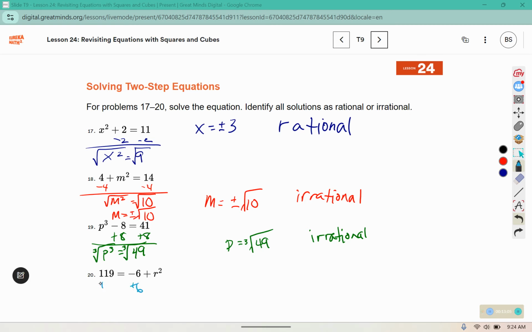Add 6 to both sides. That would give us 125 and r squared. Square root both sides. A cubed root of 125 is 5, but for a square root, 11 times 11 is 121, and 12 times 12 is 144, so it will be between 11 and 12, and it will be irrational.